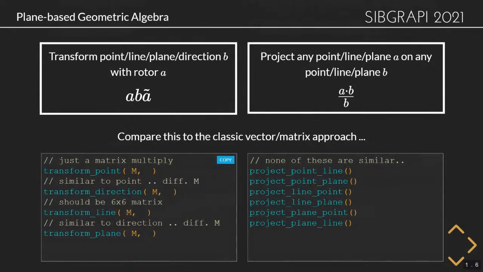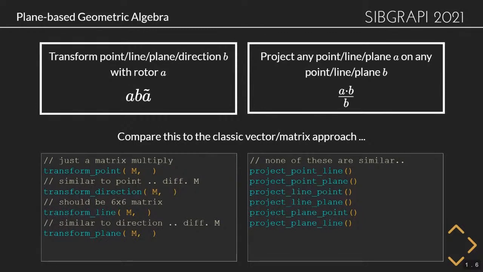So for the transformation, you might argue that it's mathematically similar, because it's always going to be a matrix vector product. However, for the same transformation, it's going to be a different matrix. It's a different matrix to transform a point in a direction or to transform a plane. And the matrix to transform a line is actually a 6x6 matrix. So these look similar, but really aren't.